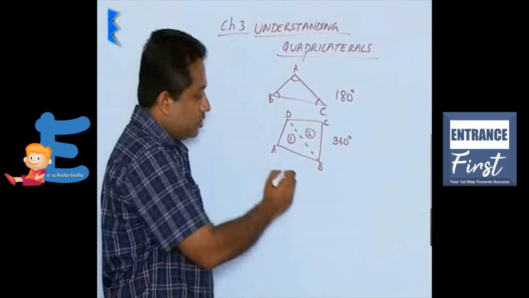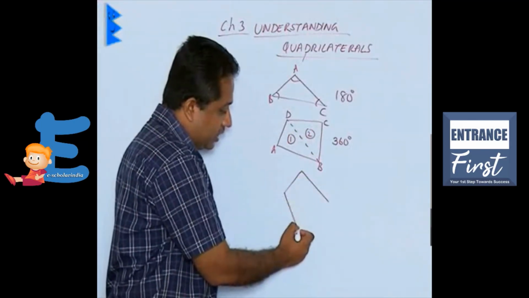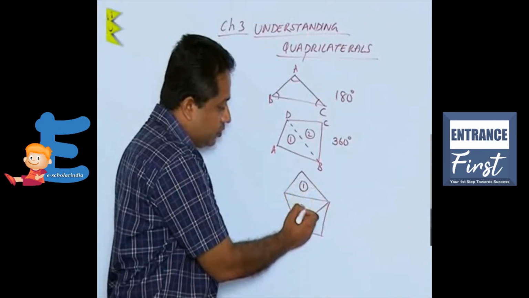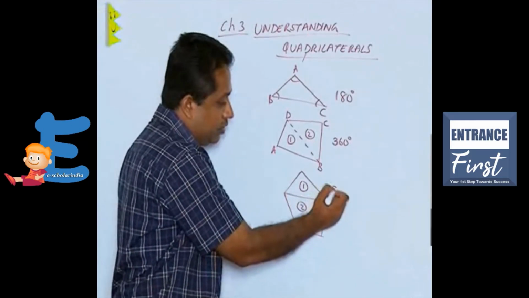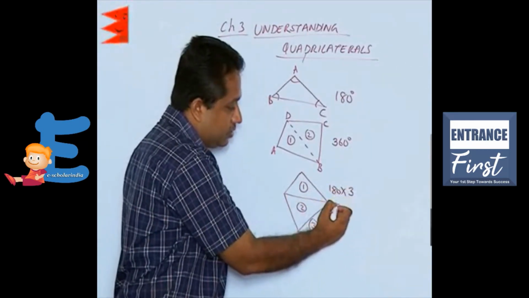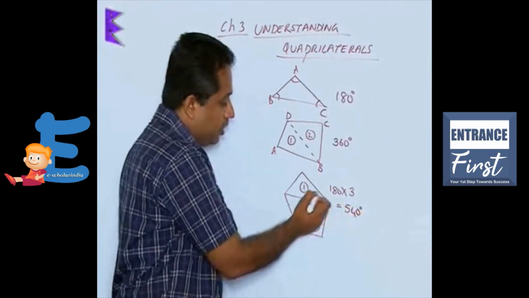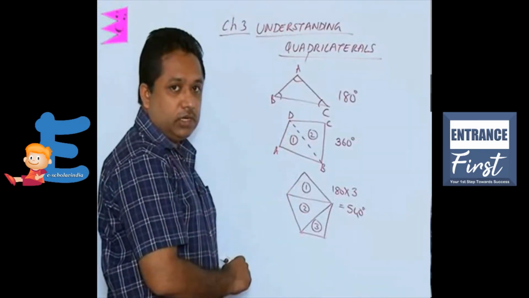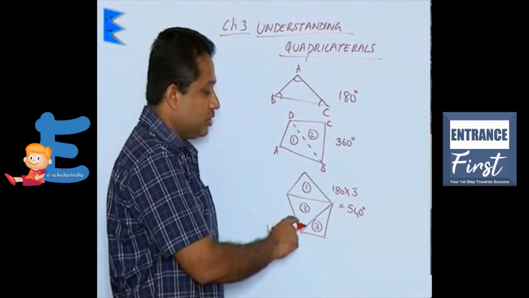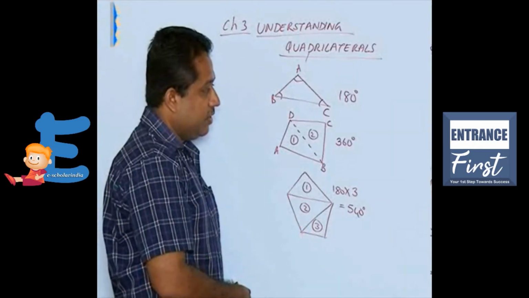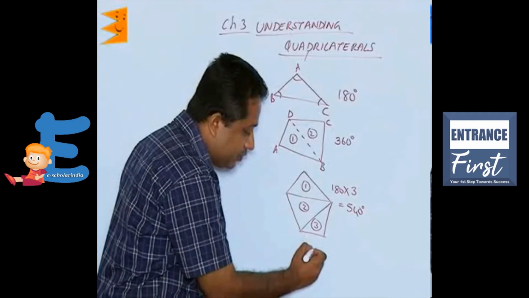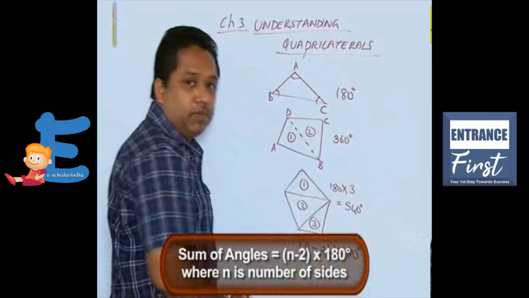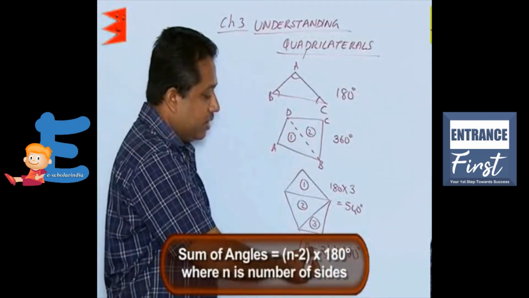If I apply this process to another figure, let's say a pentagon, it can be divided into three triangles. So this is going to be 1, 2 and 3. So this is going to be 180 multiplied by 3, which is 540 degrees. So this is one process by which we can find the sum of angles of any polygon. But this becomes a very cumbersome process if the number of sides is large. Therefore, there is a formula by which we can directly find the sum of angles, and that formula is n minus 2 multiplied by 180, where n stands for the number of sides.